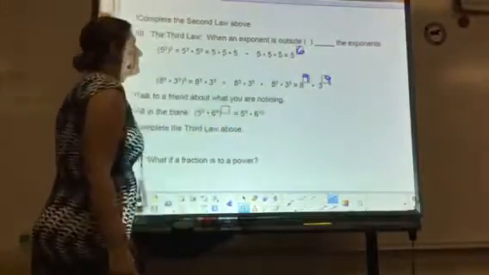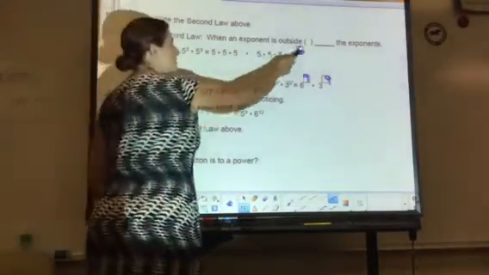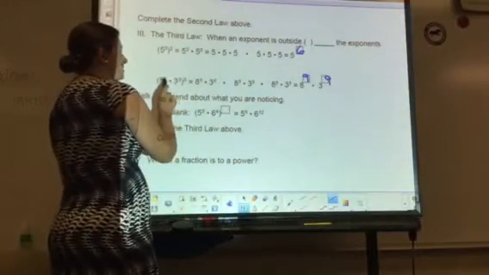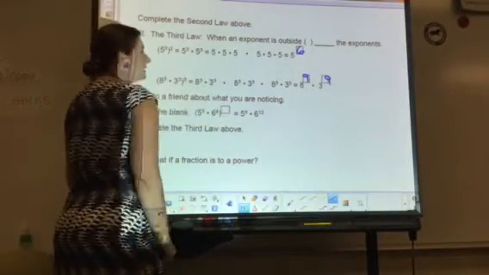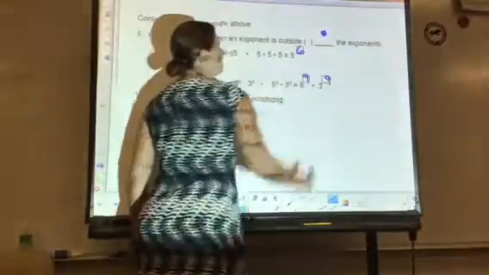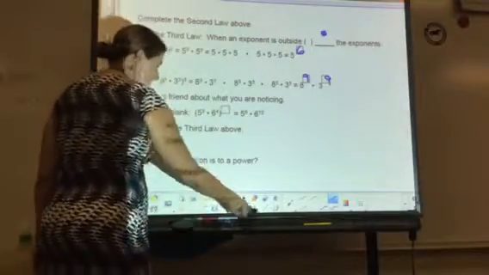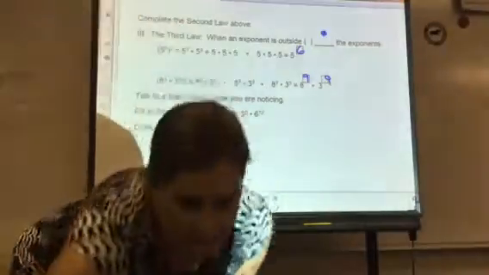So what is going on with the exponents? Think about it. What do you do with a 3 and a 2 to get a 6? What do you do with a 3 and a 3 to get a 9? That's right, you multiply. Now I'm using times dots, not x's, but you could write an x if that helps you. The second law.